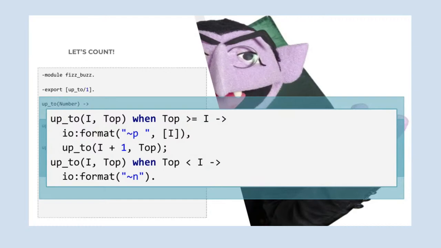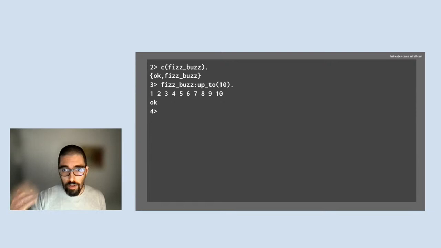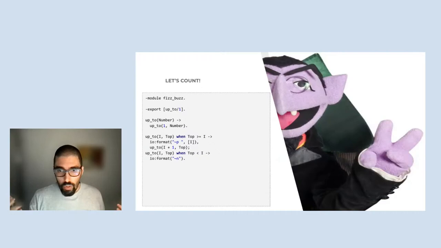Let's see if my code works. On a console, we can try to compile the module again, and it compiles. And if we run the exported function up2 with a number, it actually works. But of course, the exercise required many more things. This is just the first step. So far, so good. So the next step will be, because I choose so, to implement error handling, error detection.